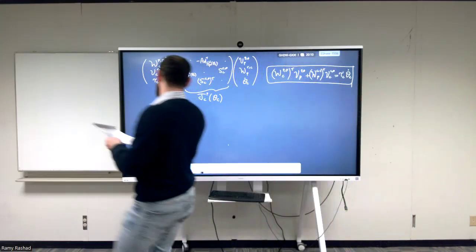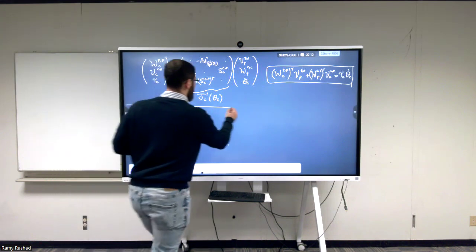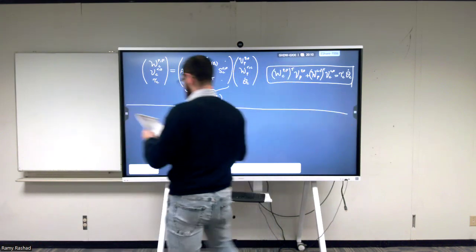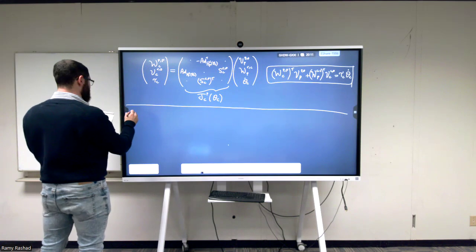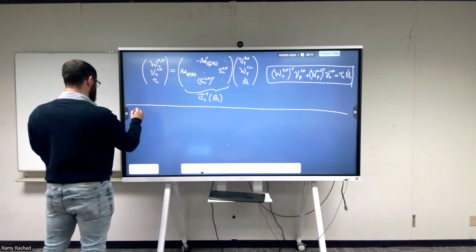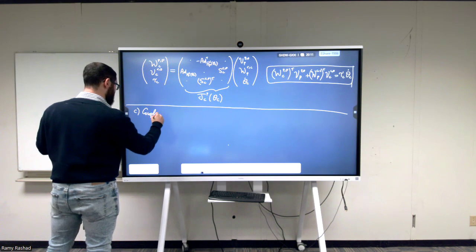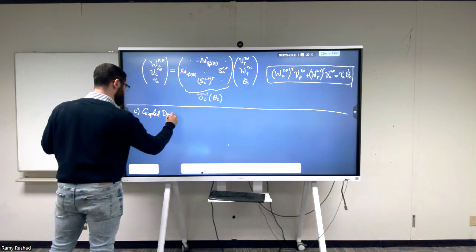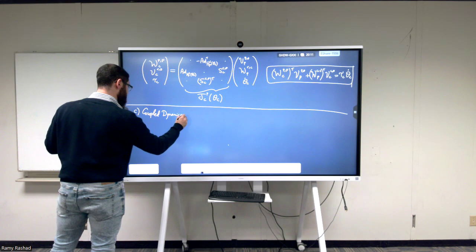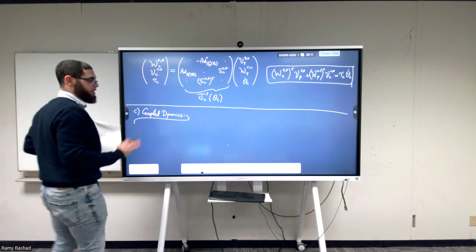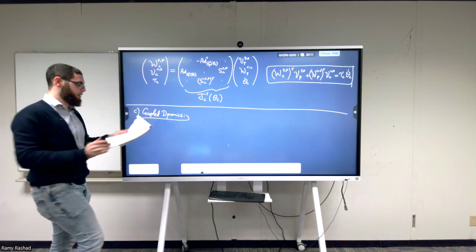So in the end, the picture that we have of all of the coupled dynamics looks like this with this definition now. We're going to have this way of writing the dynamics. This is the coupled dynamics. This is just a pictorial way of showing the dynamics.